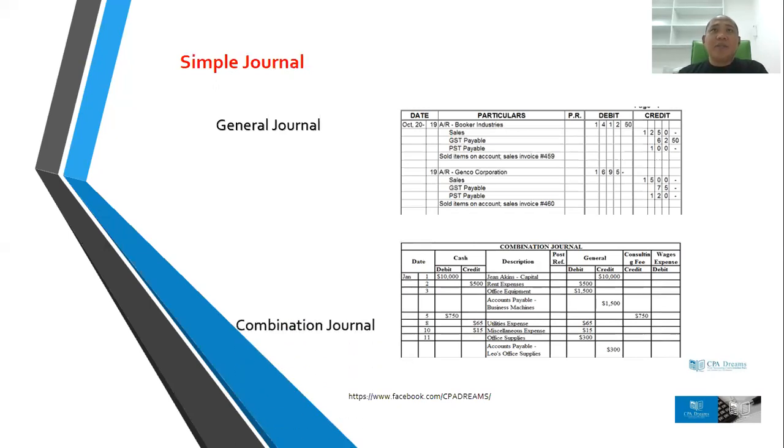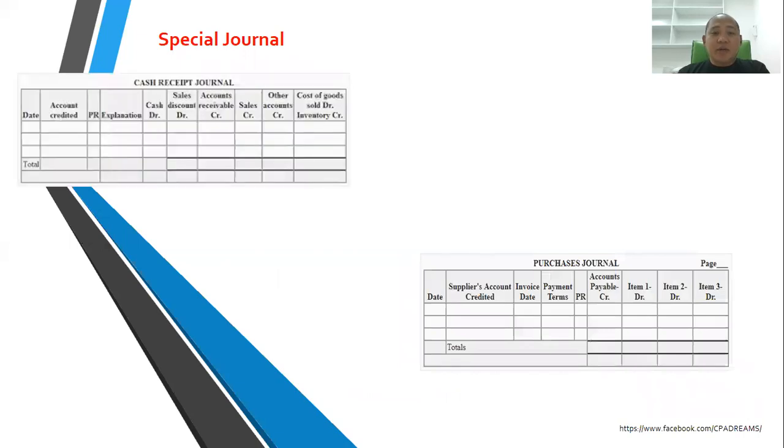Then you have the combination journal. This is a simple journal with several money columns. You will see here in the general journal, you only have two columns of debit and credit. But here in the combination journal, you have each type of transaction, under cash, consulting fees, wages expense, debit, and credit.